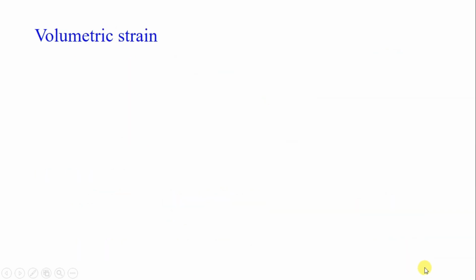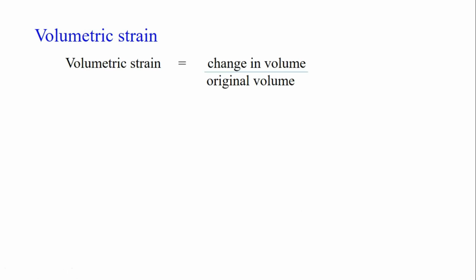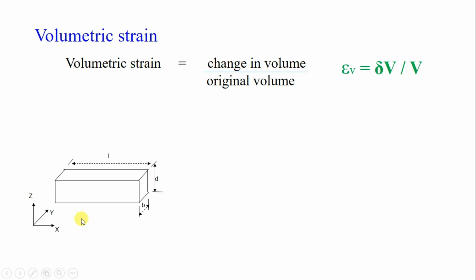Next we will see volumetric strain. Volumetric strain is equal to change in volume by original volume. Here we take the volume of the whole body. So your strain formula becomes EV is equal to delta V by V, where delta V is your change in volume and V is your original volume. Here you can consider the body with dimensions length, breadth and depth along the all three directions. So here the volume, we know that it is the product of length, breadth and depth. So V is equal to LBD.